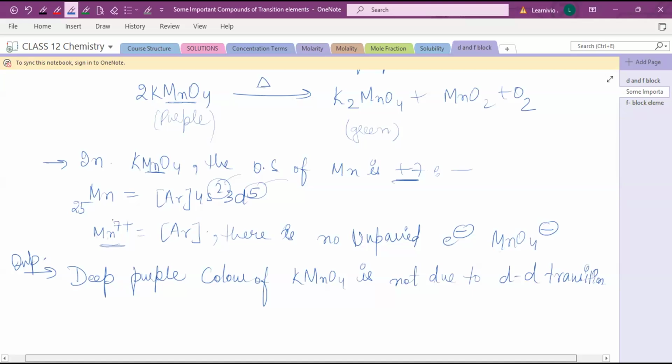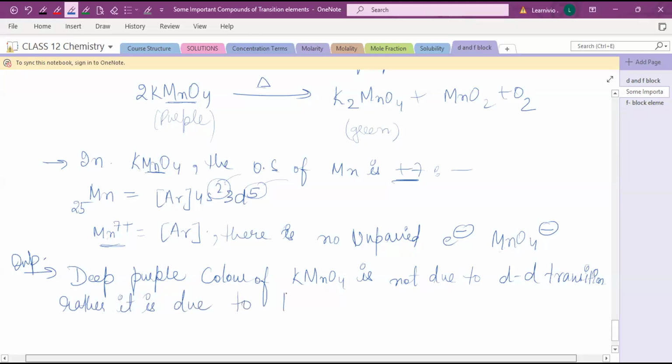And we have learned that the transition elements form colorful compounds due to unpaired electrons. But in KMnO4 the oxidation state of manganese is +7, and in +7 there is no unpaired electron in the manganese. So why is its color intense purple? The color should be white, right? But why is it deep purple in color? It is not due to the d-d transition. The reason is rather that it is due to the charge transfer.